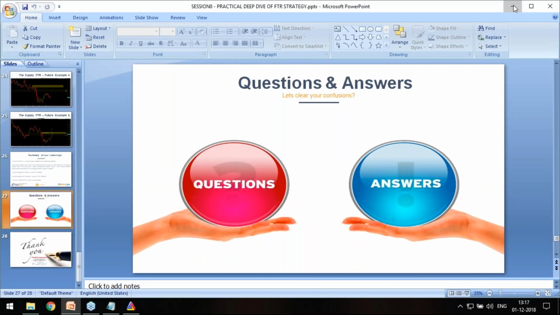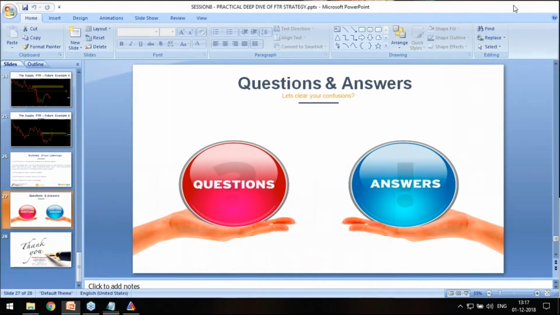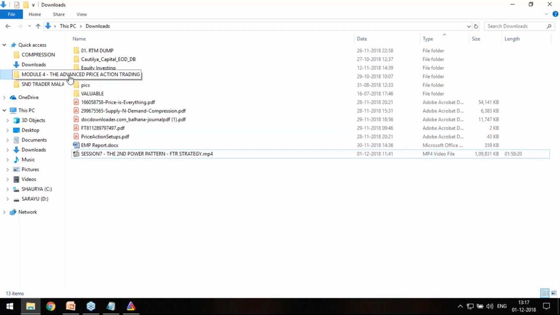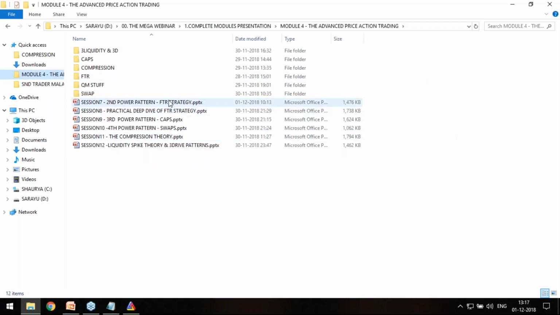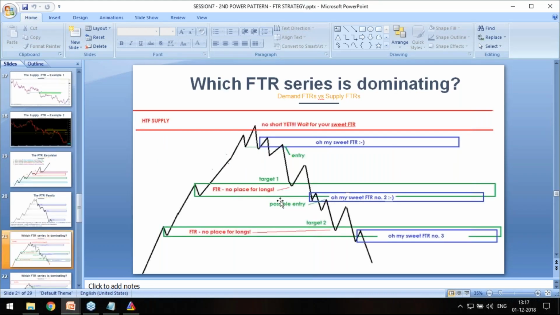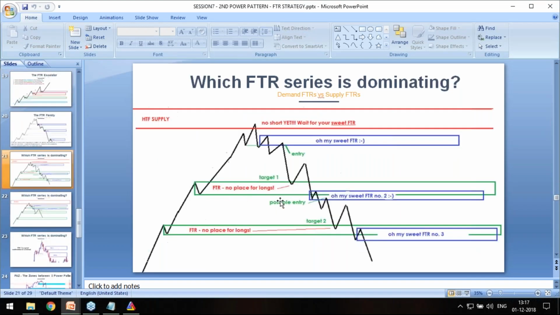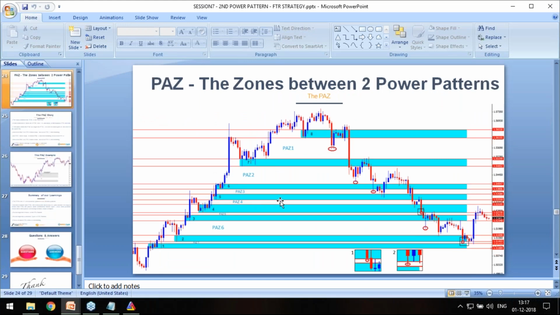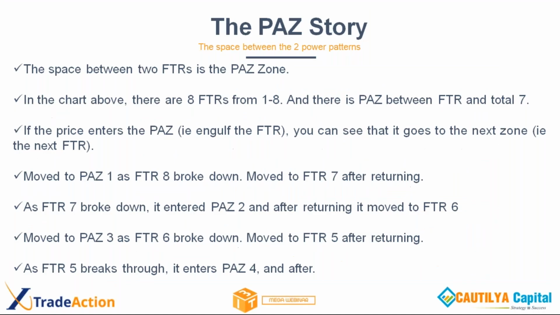Sridhara Swami says, please talk about the zone. Where is that? Caps FTR, no, it's here. Okay, you wanted FTR PSG, right? Yeah, the space between two FTRs is a PSG zone. There are 8 FTRs from 1 to 8, and there are 7 PSGs in total.